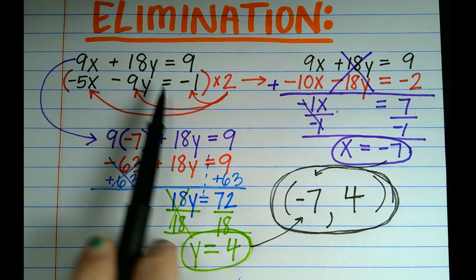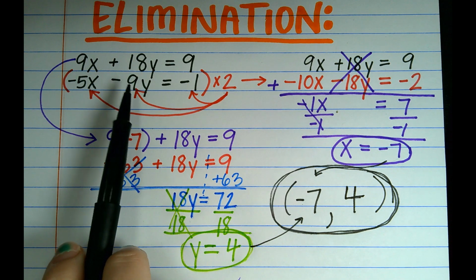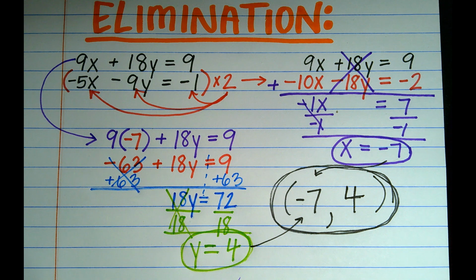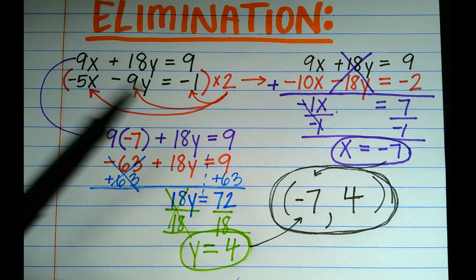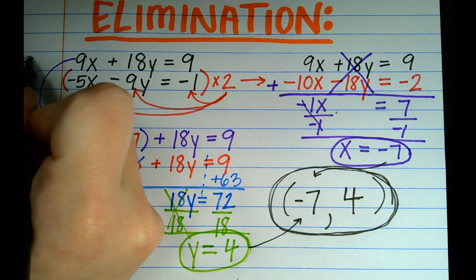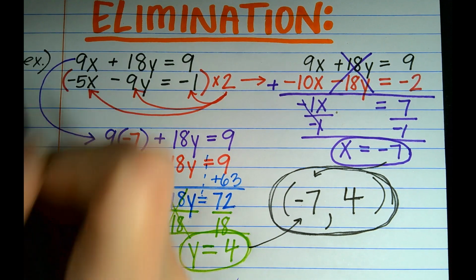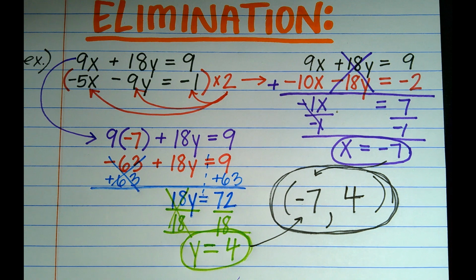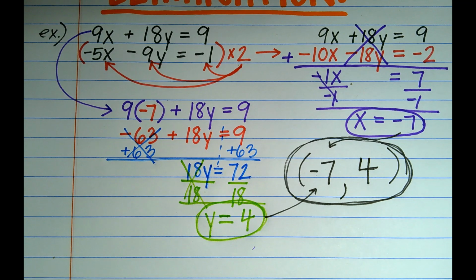So we are choosing one of the variables to eliminate. You could eliminate the y first. You could eliminate the x first. I would always just recommend doing whichever looks easier, whichever number has more similarities. But that's our first example, and we're going to run through just a few more so that we can see that process over again.